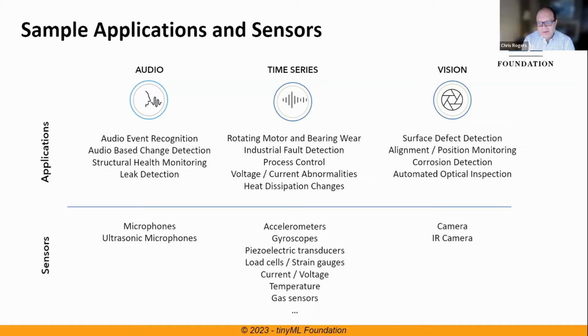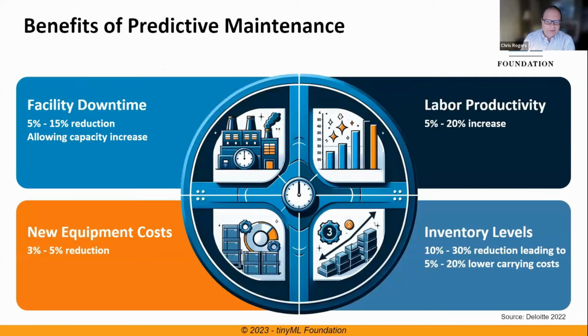And then vision would be the third major classification, taking camera-based data for doing things like surface defect detection, maybe alignment and positioning monitoring for process control. Corrosion detection in oil and gas pipelines would be another application, or automated optical inspection, take circuit boards and the use of cameras to understand if you've got good solder joints and good placement of components on the device, and whether or not factors in the machine are leading to a drifting failure. So that's a list of the potential applications.